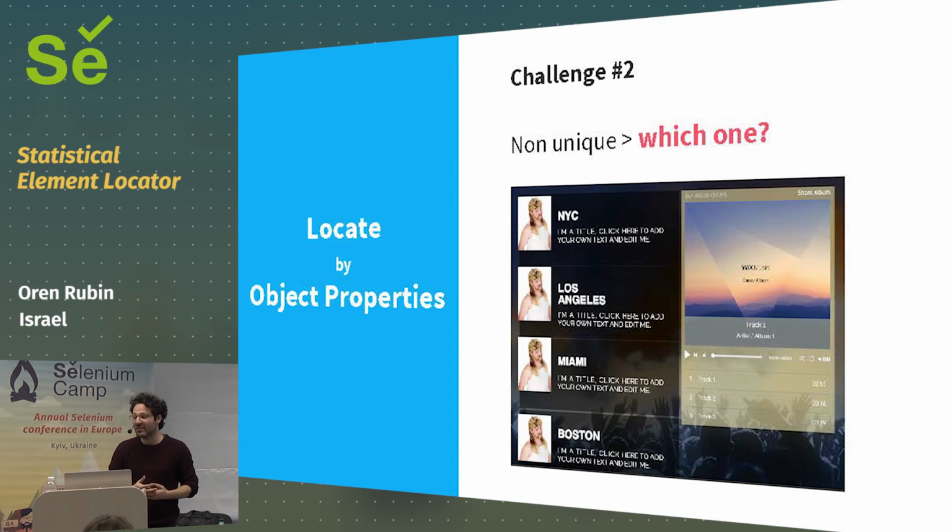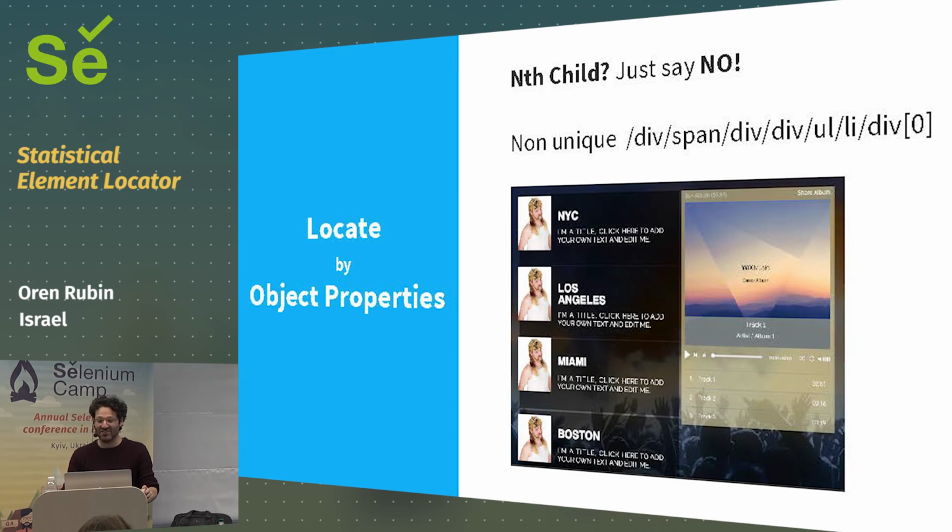When it's not unique, how can you find which one that you want? Because it's repeating, and the worst thing that you can use is when you want to find a specific element. The second one is using the nth child. That's the worst thing that you can use.